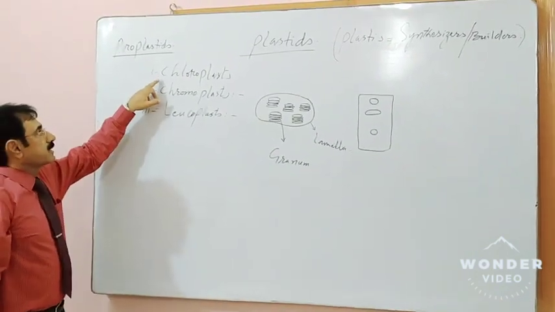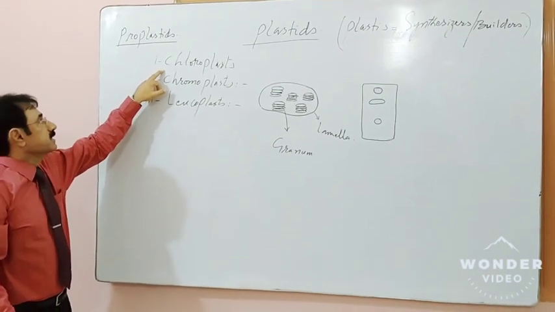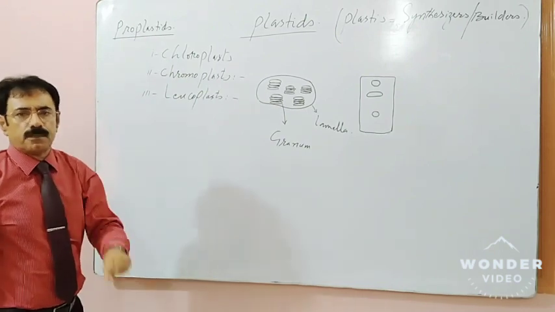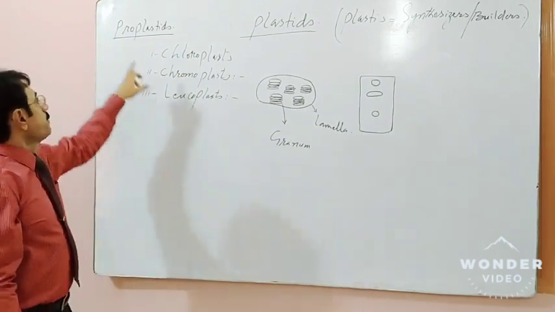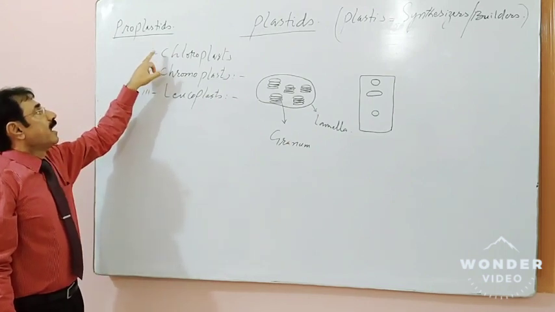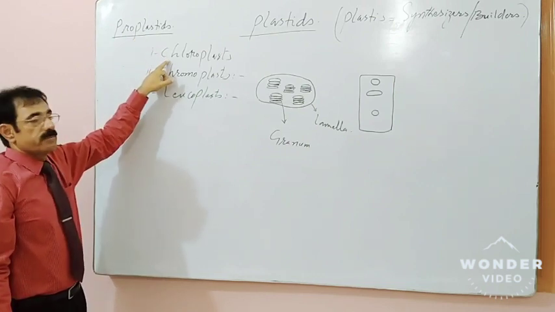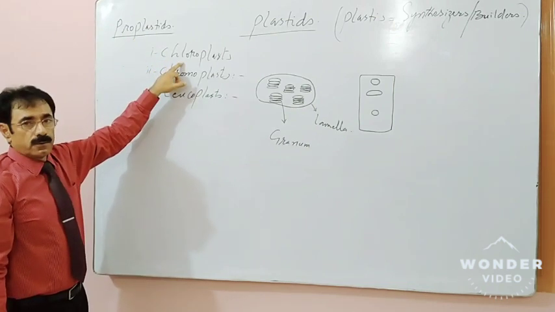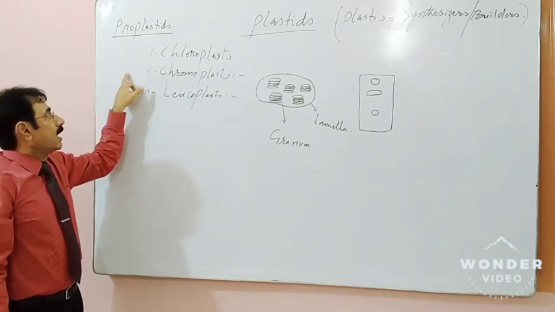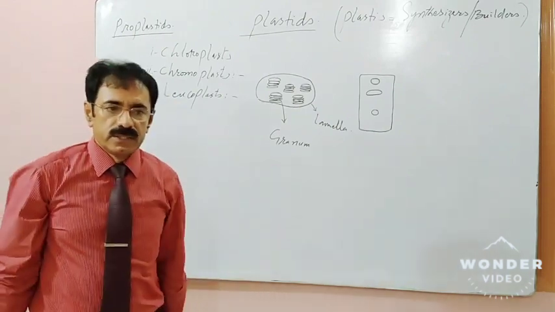So the plastids are either produced by division from their pre-existing ones, or they are produced from the proplastids. Proplastids are the immature type of plastids, early plastids. When these proplastids mature, they produce chloroplast, or they develop into chromoplast or into leucoplast. It depends upon the environment which they meet.